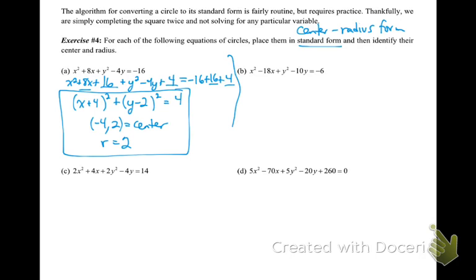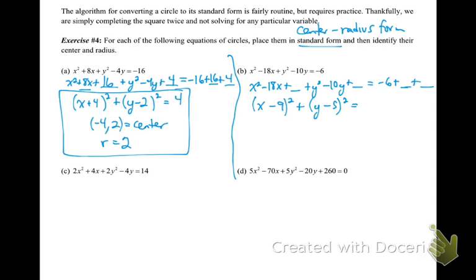All right, let's check to see how you did on letter B. So you should have grouped the x's and the y's together. So I'm going to work through this pretty quickly so we can get to the next example. And the number term is still on the other side of the equation, so you don't really have to move it anywhere. You should have gotten x minus 9 squared, because half of negative 18 is negative 9. Half of negative 10 is negative 5, so that's going to be in the squared.